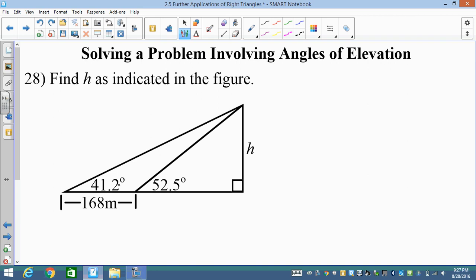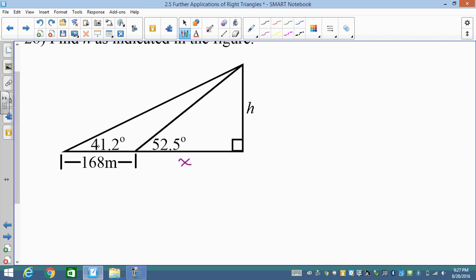So we have 41.2 degrees on the larger of the two triangles, and then 52.5. The problem is we don't know this, so we're just going to call this bit x. And we have to look at both of these. By the way, I should point out, that makes this full length 168 plus x, and that's going to be for this angle. So for both of these, this is the opposite side, and this is the adjacent side. But pay attention, because your smaller triangle is only this bit through here.